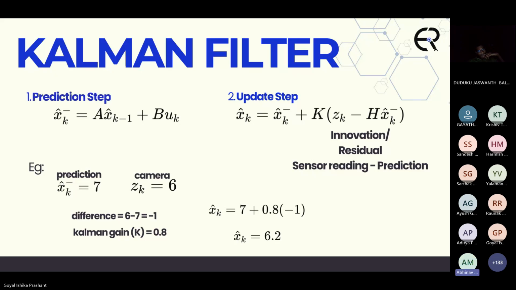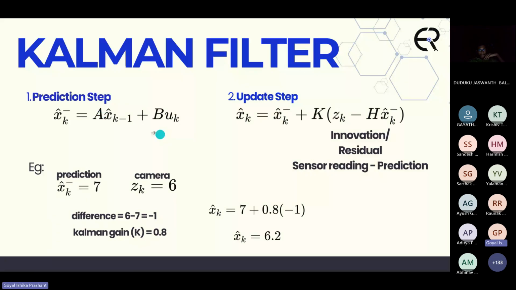Can you please tell how the prediction step was calculated and what its components are? Sorry, can you repeat that? Can you please explain how the prediction step was calculated? Like what A, B, and C minus one and all that.